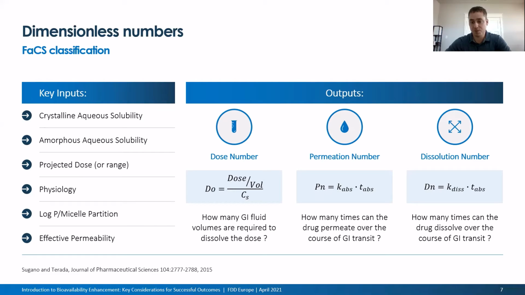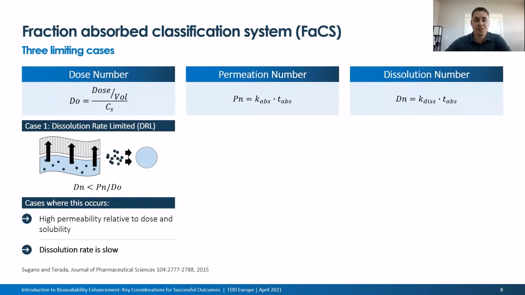And the dissolution number, likewise, is how many times the drug can dissolve to its saturated solubility over the course of GI transit. And these numbers are best utilized leveraging the fraction absorbed classification system, where they're interrelated into different rate determining steps to absorption. So starting with case 1, you're dissolution rate limited, and so the dissolution rate of the compound truly governs absorption.